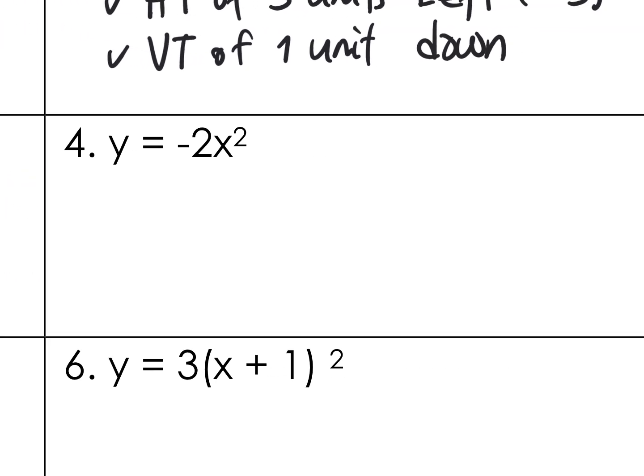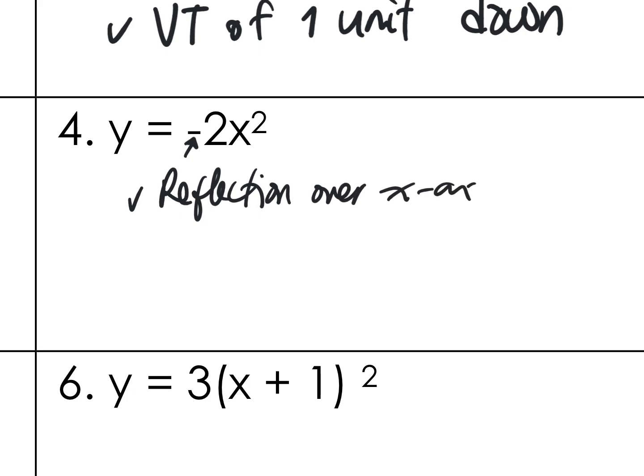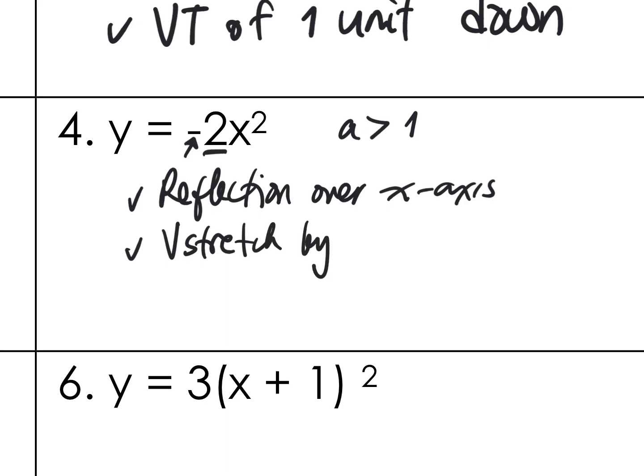Okay, number 4, y is equal to negative 2x squared. Here I can see a negative. It means that the first transformation that happened is actually a reflection over the x-axis, and the other one is the vertical stretch. My a here is greater than 1, so it means that it's going to be a vertical stretch by a factor of 2.